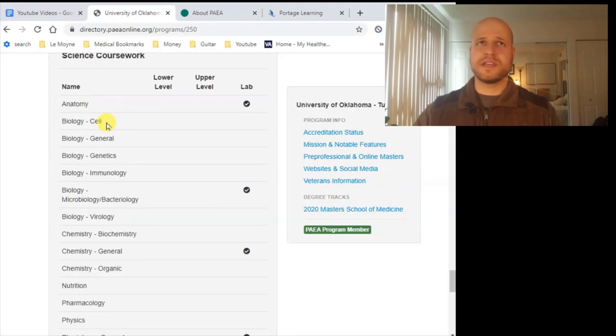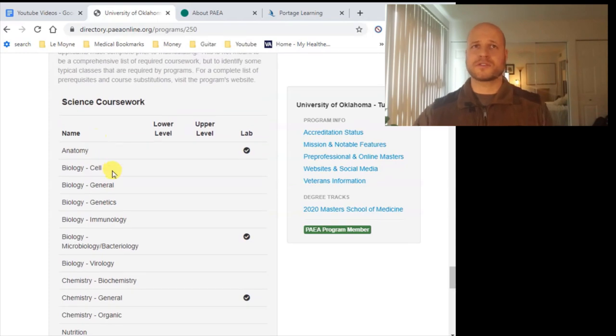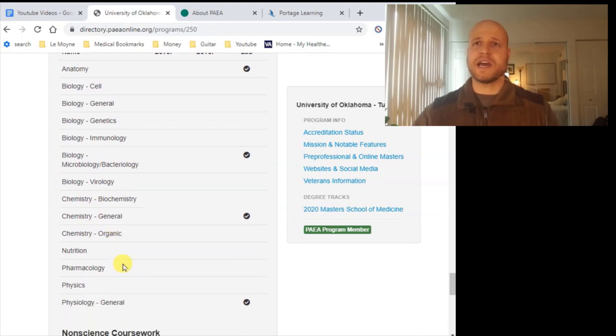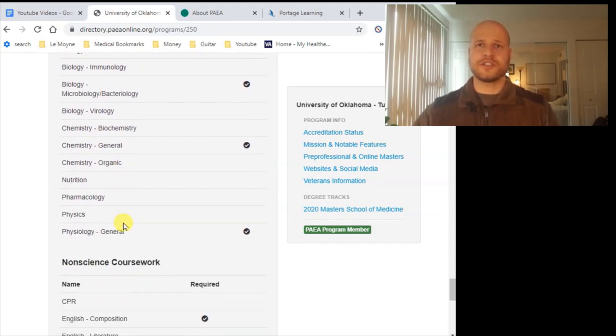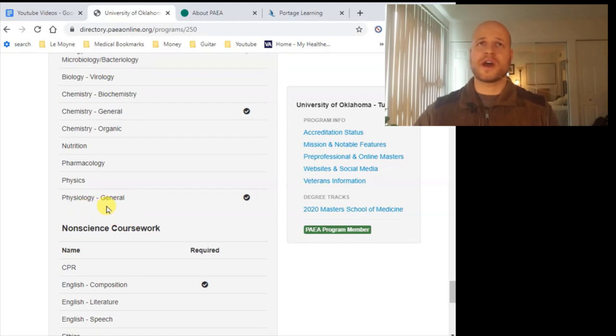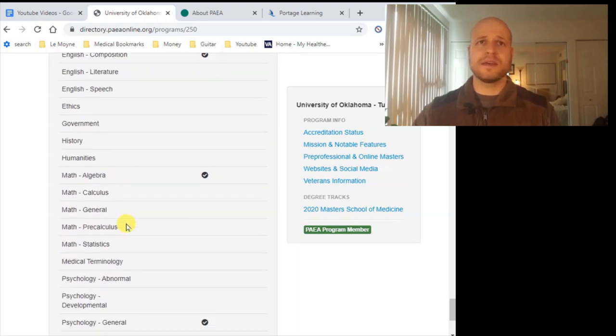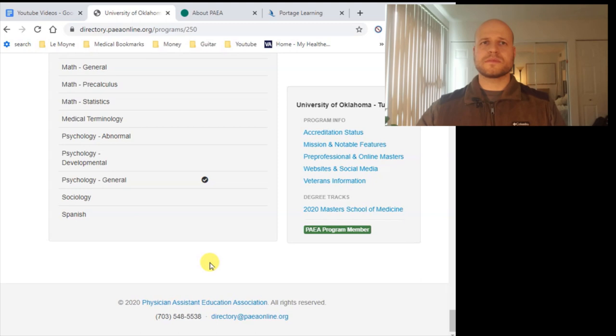So this one, you can see that they require anatomy, but they do not require general biology like that other school we just looked at. This one requires microbiology, bacteriology, general chemistry, but not organic chemistry, physiology. This one does require English composition. The other one did not. It requires algebra, but not statistics. And it requires general psychology.